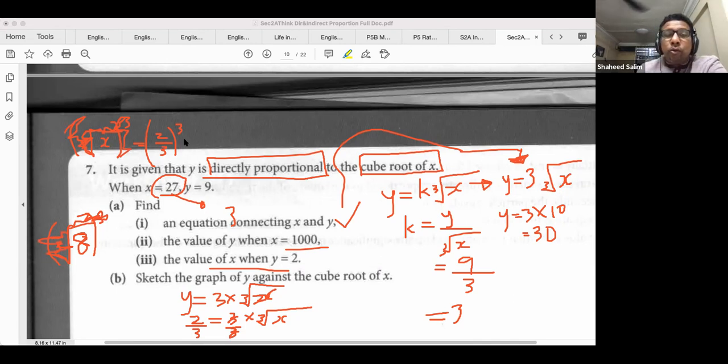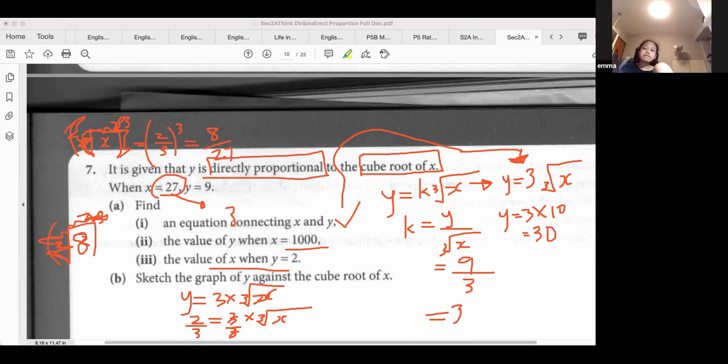So now you cube this. 2 times 2 times 2, 8. 3 times 3 times 3, 27. Sorry, not 9. 8 over 27. That is your answer.